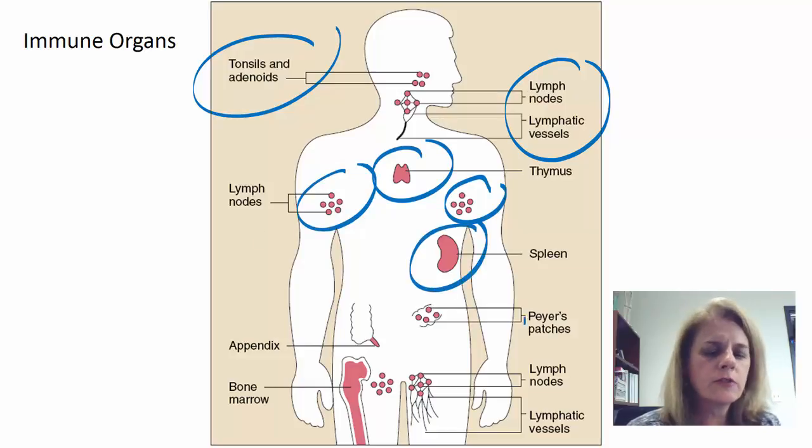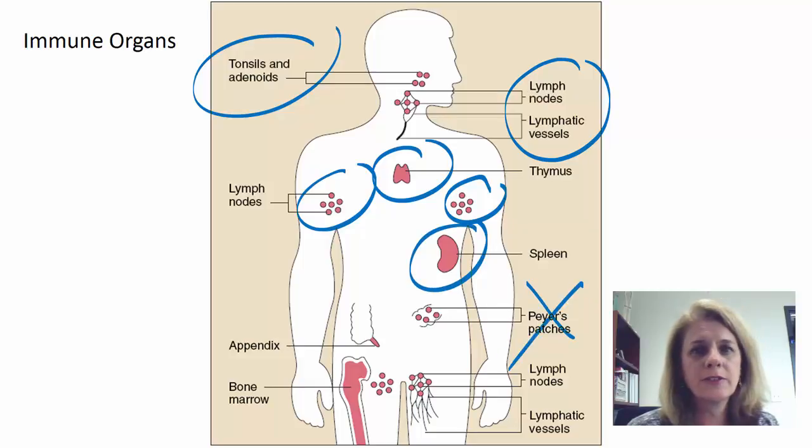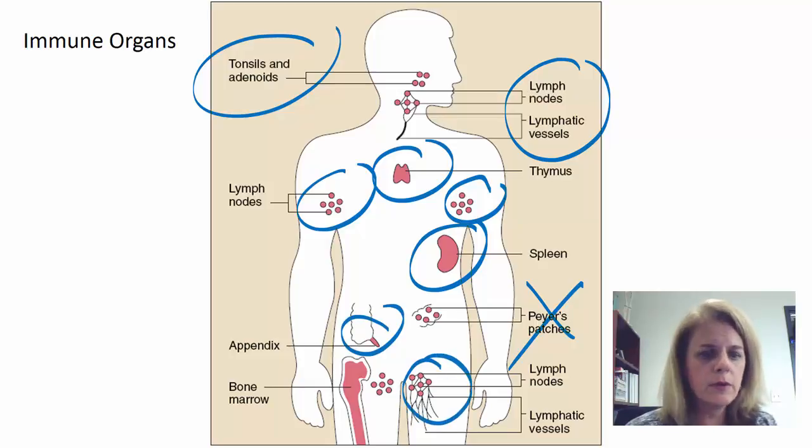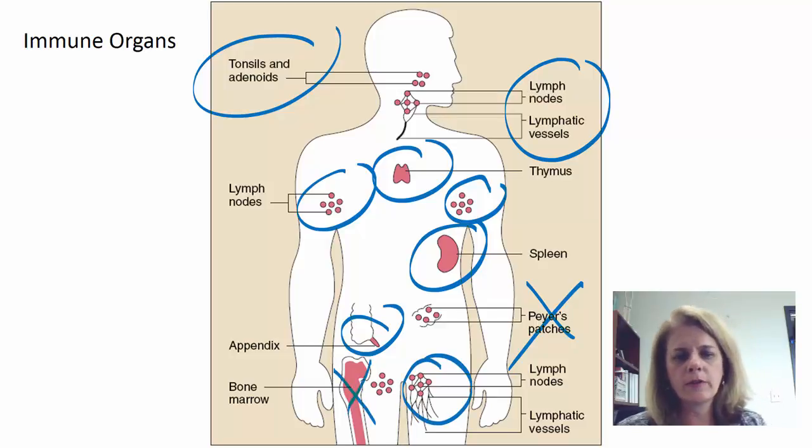We don't really have a picture of Peyer's patches, so I'm not expecting you to identify that on a model. You can identify the appendix, and again, you can identify the lymph nodes and lymph vessels because they're part of the immune system. And I'm not going to have a picture of bone marrow, so you don't have to worry about identifying bone marrow either.